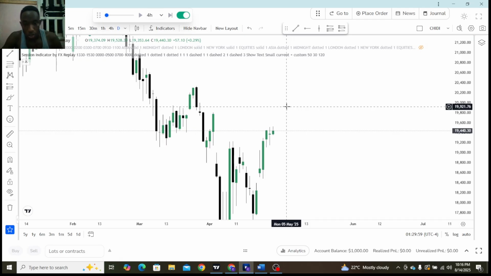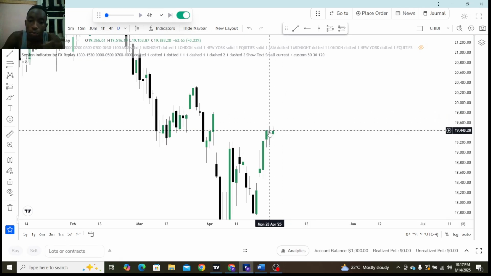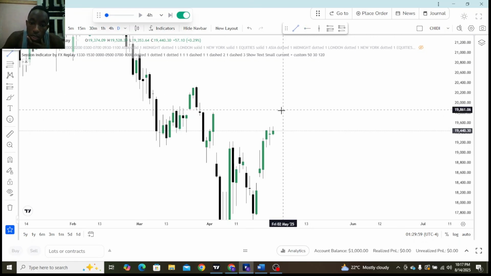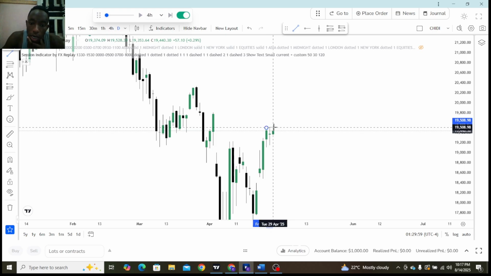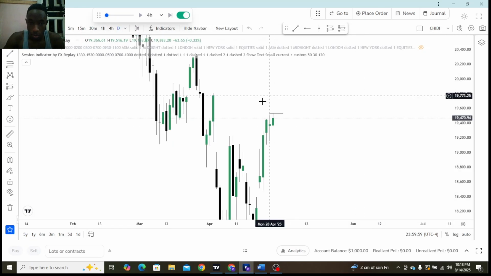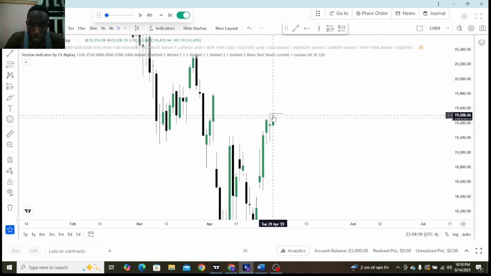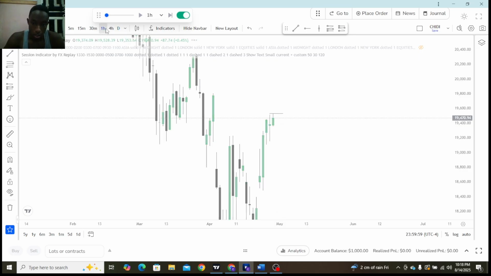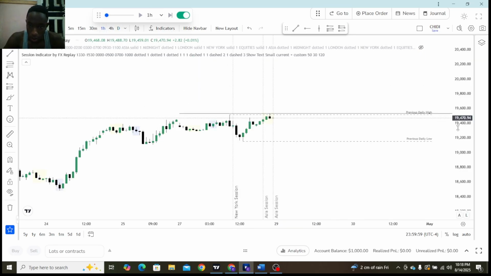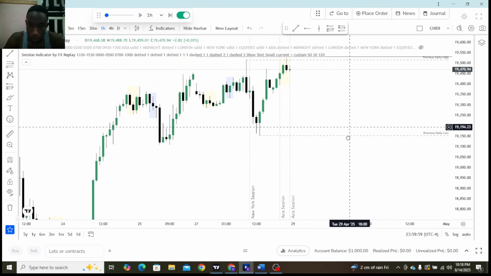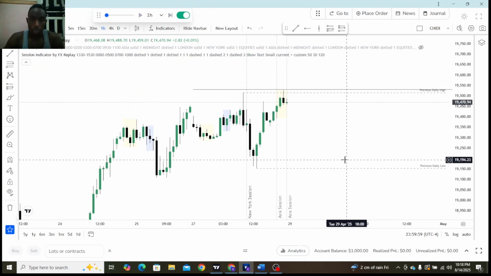Now on this chart, you can see that we are clearly bullish. So let's say I mark out this is the high. As you can see on the daily chart, we are clearly bullish. So let's drop down. In the 1 hour, we are clearly bullish.